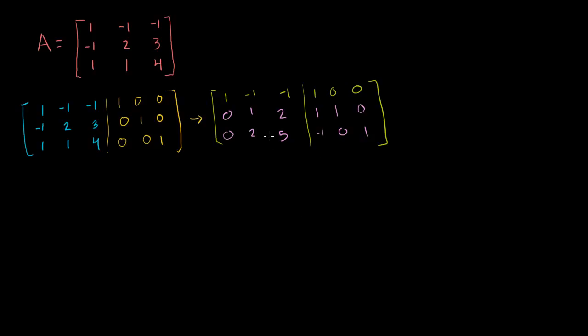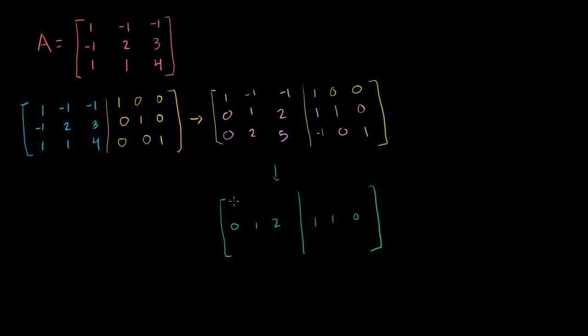Now, what do we want to do? Well, we've gotten this far. We want to zero out that guy and that guy. So let's keep our second row the same. It's 0, 1, 2, and then you augment it with 1, 1, 0. Just like that. And let's replace my first row with the first row plus the second row.